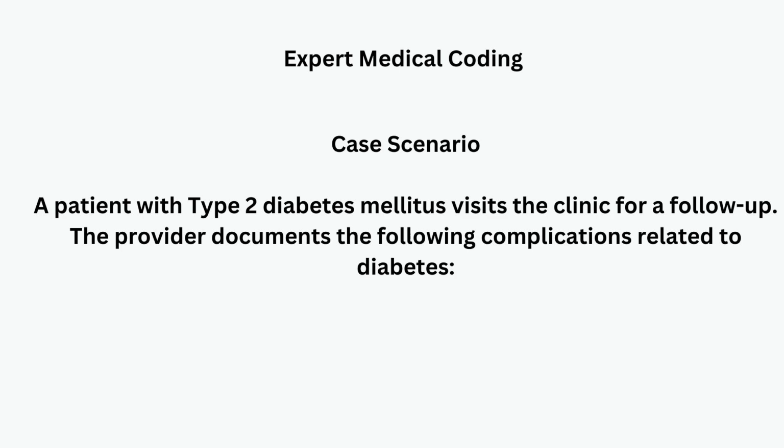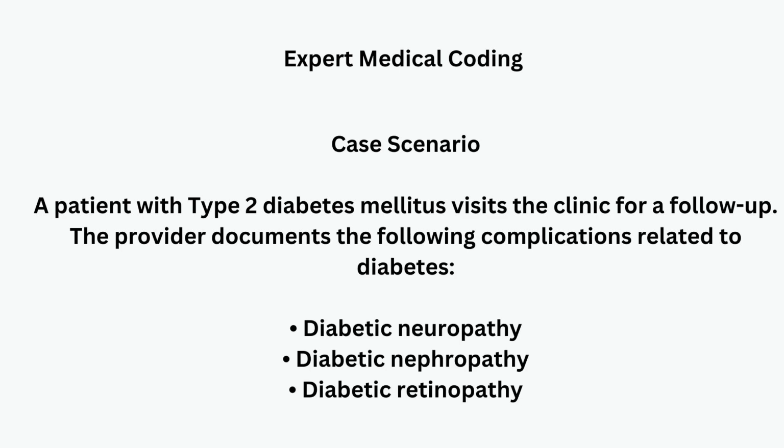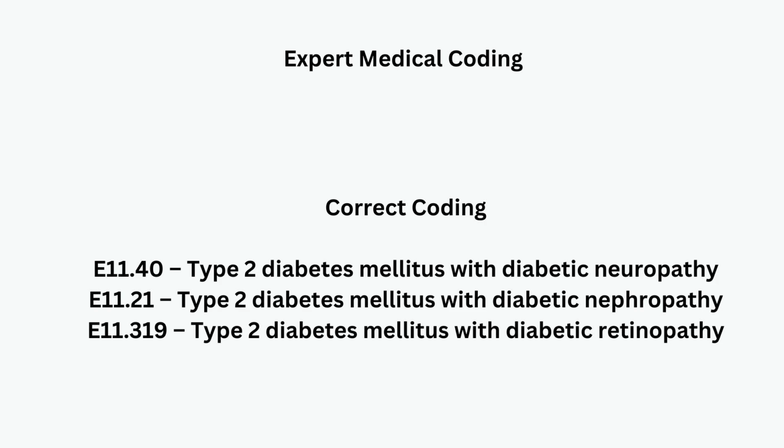A patient with type 2 diabetes mellitus visits the clinic for a follow-up. The provider documents the following complications related to diabetes: diabetic neuropathy, diabetic nephropathy, and diabetic retinopathy. So here the correct coding will be E11.40, type 2 diabetes mellitus with diabetic neuropathy, E11.21, type 2 diabetes mellitus with diabetic nephropathy, and E11.319 for type 2 diabetes mellitus with diabetic retinopathy.